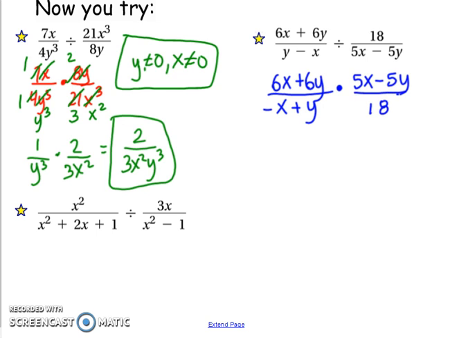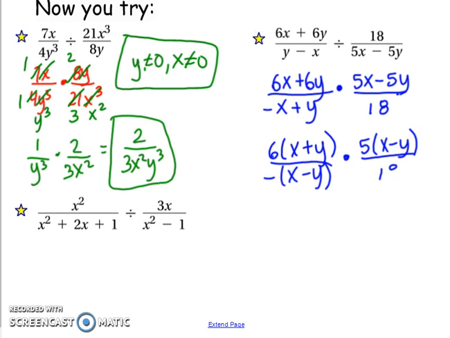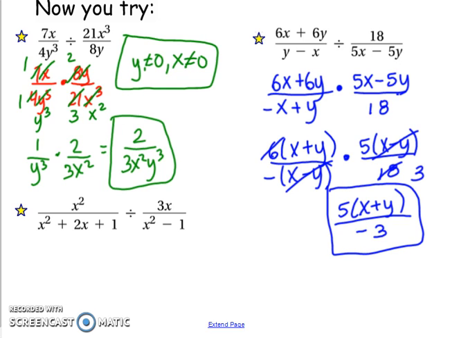Okay, so from here we're going to factor. So the first numerator, I can factor out that 6, and I have x plus y. In the denominator, I'm going to take out a negative, so I have x minus y. The next numerator, I'm going to take out the GCF of 5, so I have x minus y. And then the bottom is just 18. So what I can do now is cancel out the x minus y's, and then the 6 I can cancel out, and I can change that 18 to a 3. So what we have now is a 5, x plus y on the top, and on the bottom we have a negative 3. So we can leave it, or you can distribute the 5.